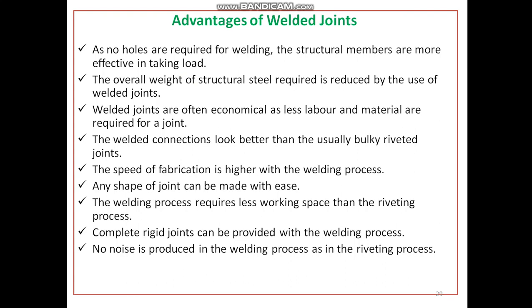The welded connection looks better than the usually bulky riveted connections. Again, the fabrication is very quick here. Any shape of joint can be made with ease. The welding process requires less working space than the riveting or bolting process. So we can form a completely rigid joint by using the welding process. Usually the noise produced is also very less when compared with the riveting process. In the riveting process you need to drill a hole, but here no such work is involved.